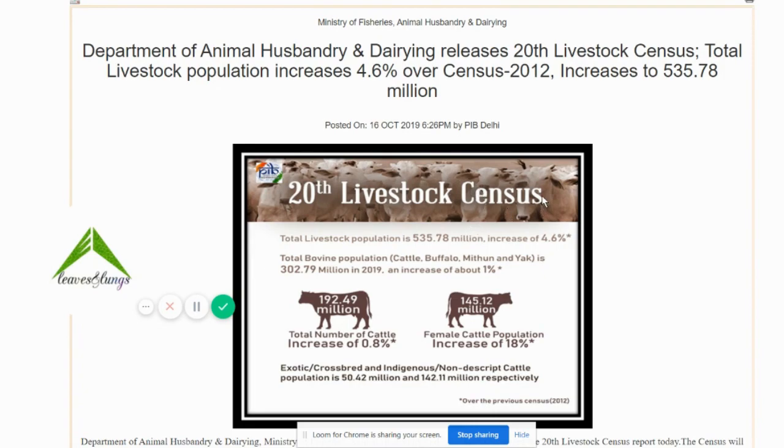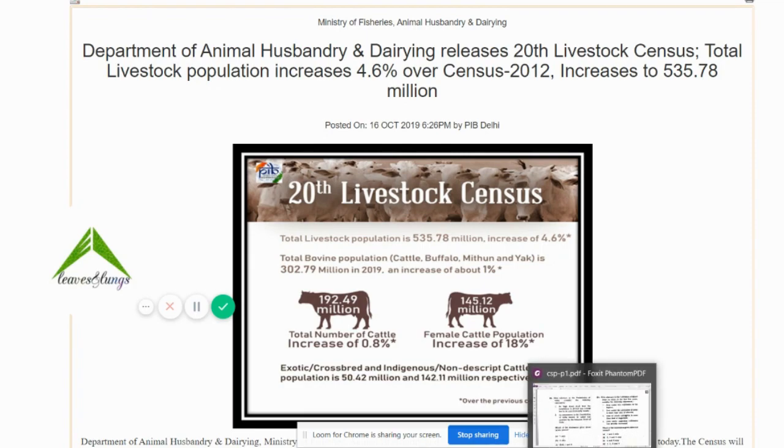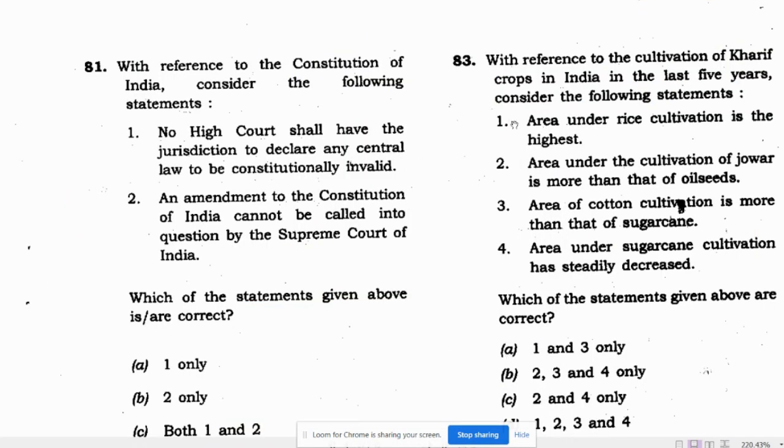I will tell you why you should know a complete, detailed analysis of this census. When you see the question papers of the past 2-3 years, you could see a rapid number of questions based on data. They are not asking about the type of agriculture. They're asking about the numbers, the values, the specific data. So I'll show you one question.